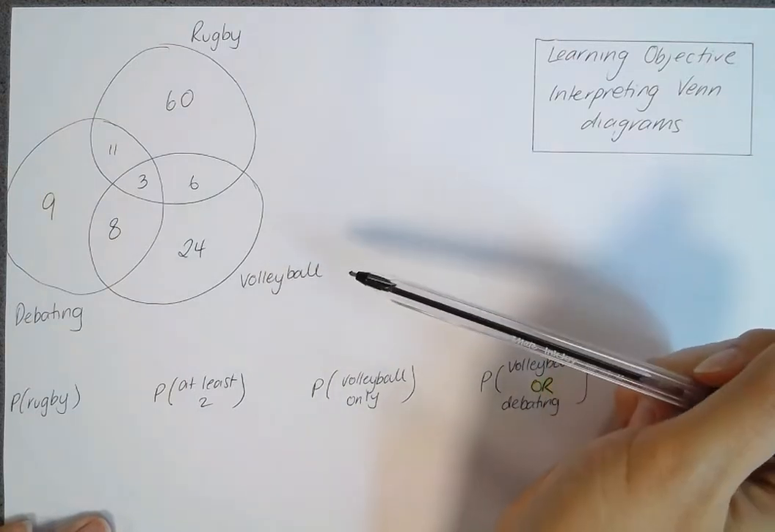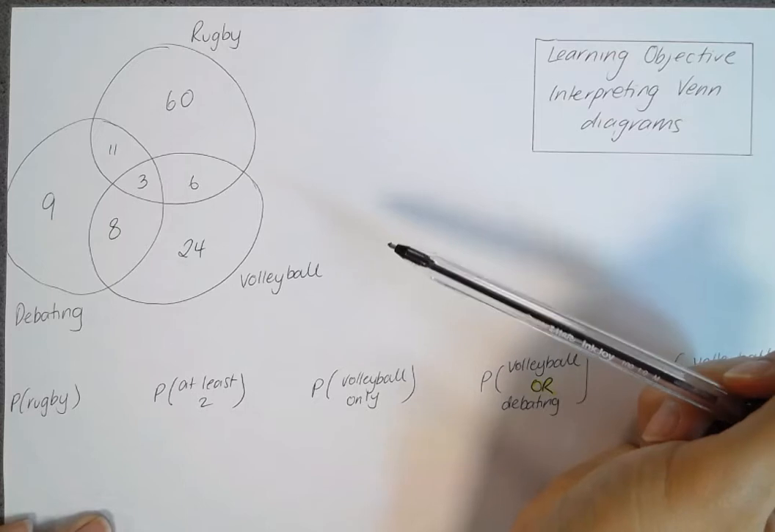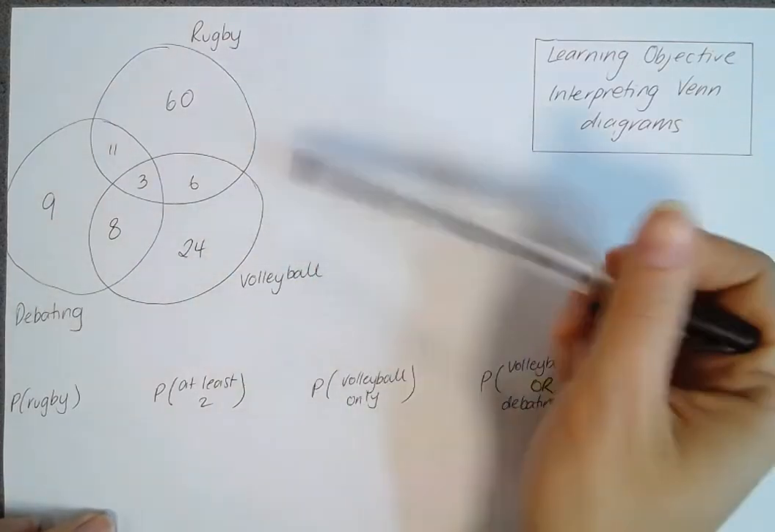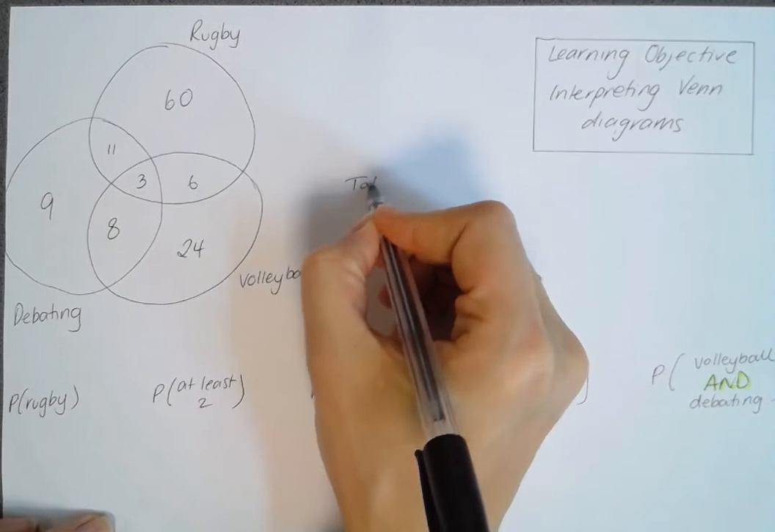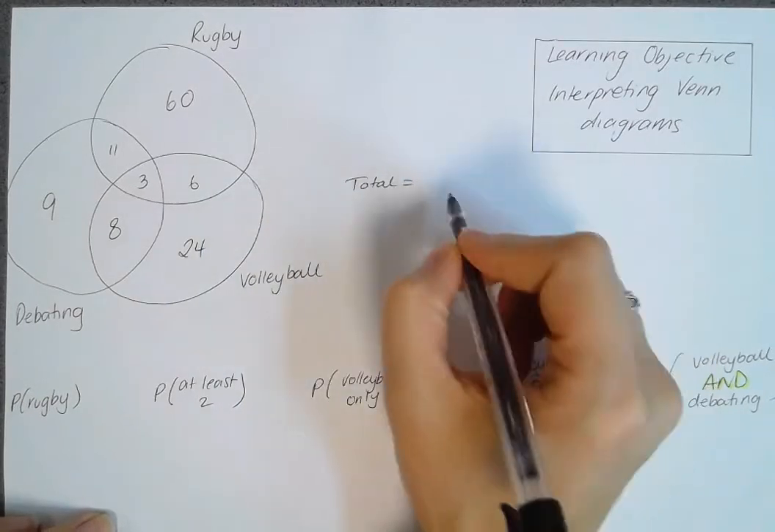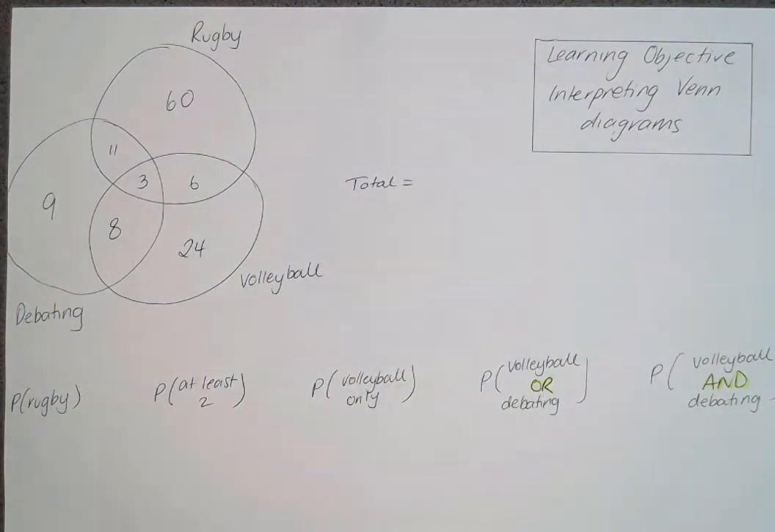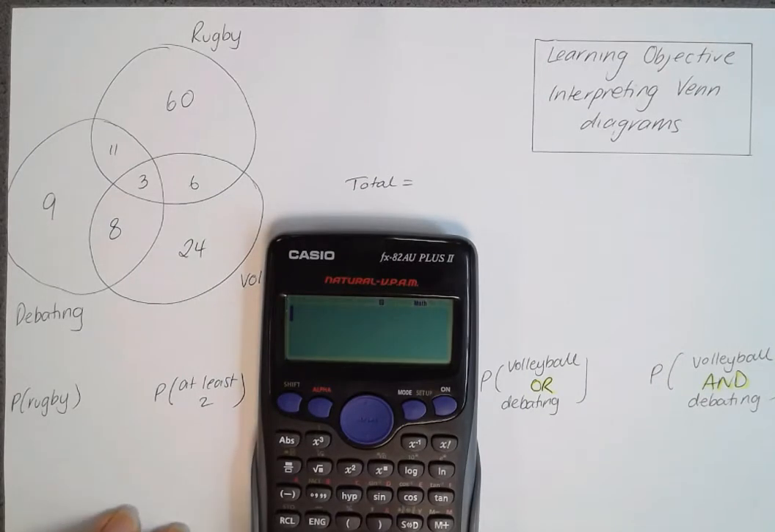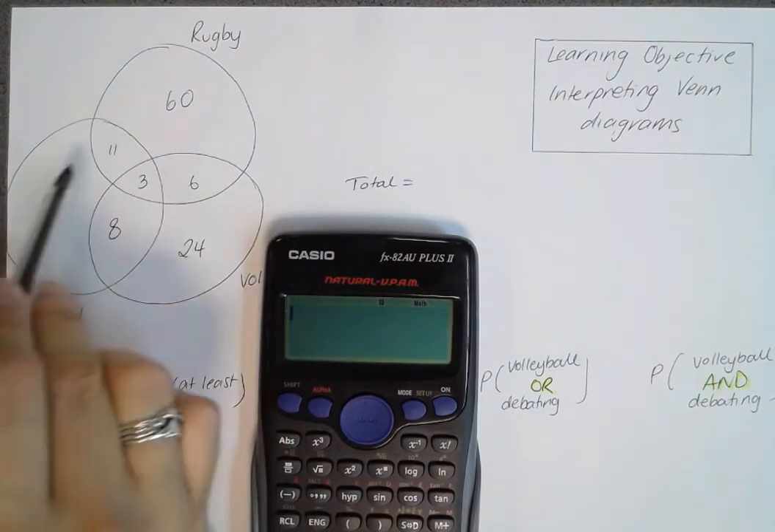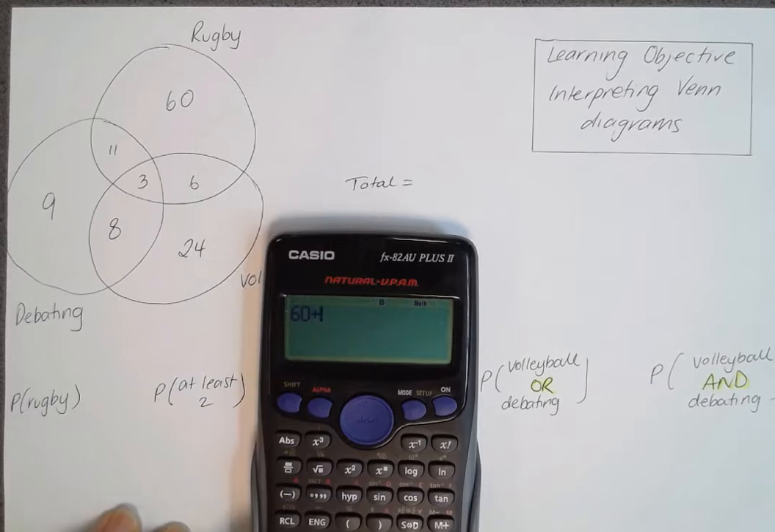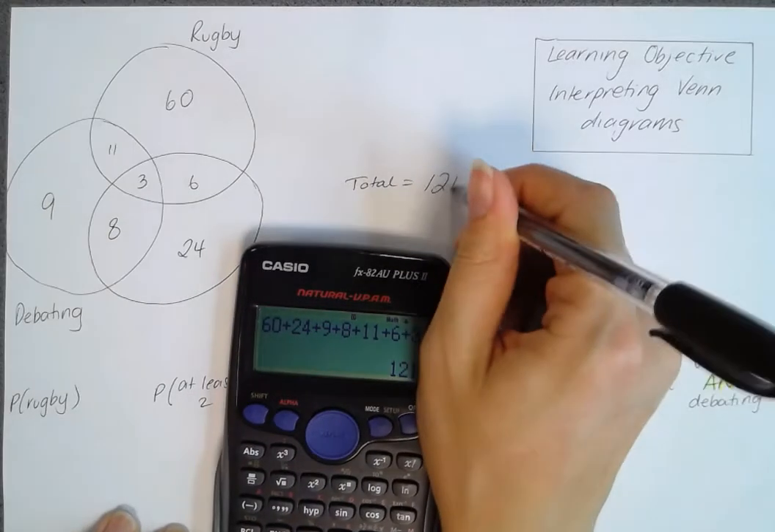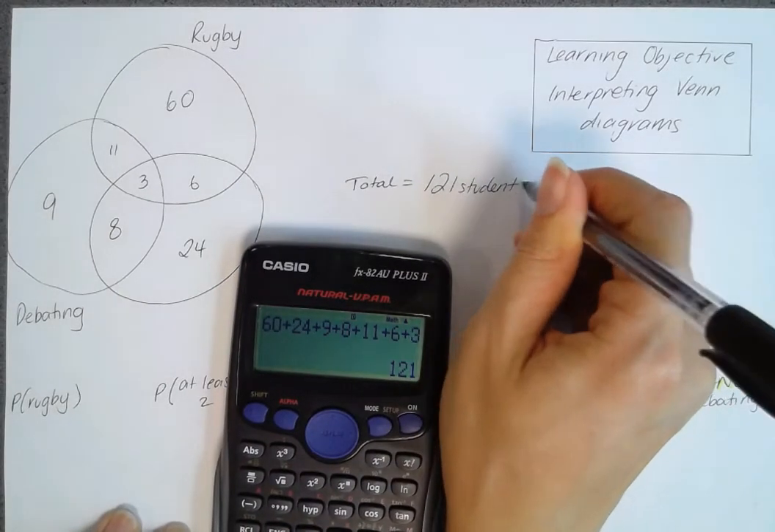Right, so we need to learn to interpret them, and then from there we need to figure out the probability of different things occurring. So if this was my survey of kids, the first thing we need to do firstly is determine the total number of students. Now that is quite simple because all we need to do is add up all the numbers on the Venn diagram. So I like to start with the outside ones and work my way in. So 60 plus 24 plus 9 plus 8 plus 11 plus 6 plus 3. So we have a total of 121 students that were surveyed.